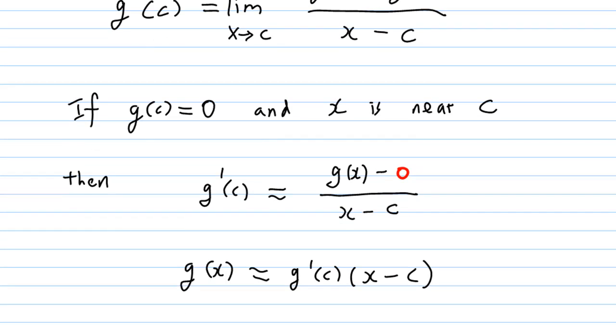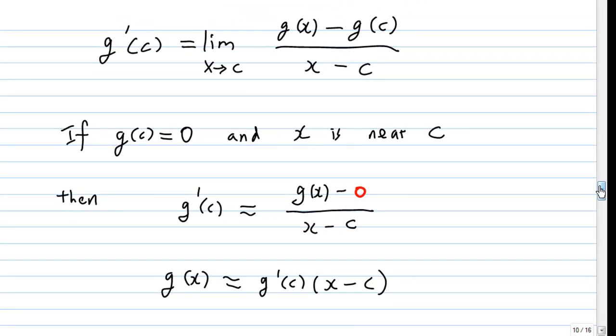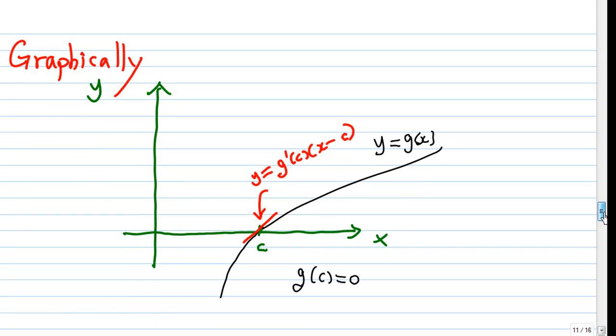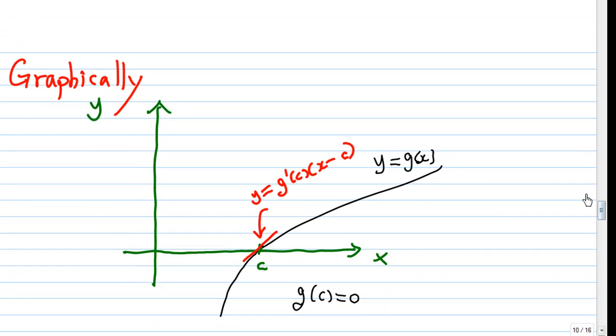You can do the similar argument for g. G prime of c will be limit of x goes to c of (g of x minus g of c) over (x minus c). If g of c equals 0 and x is near c, then you will get g prime of c approximately g(x) over (x minus c), or g(x) is approximately g prime c times (x minus c). And again, in the graphical representation, if y equal to g of x and g(c) equal to 0, then g prime c times (x minus c) is the equation of a tangent line at the point x equal to c.